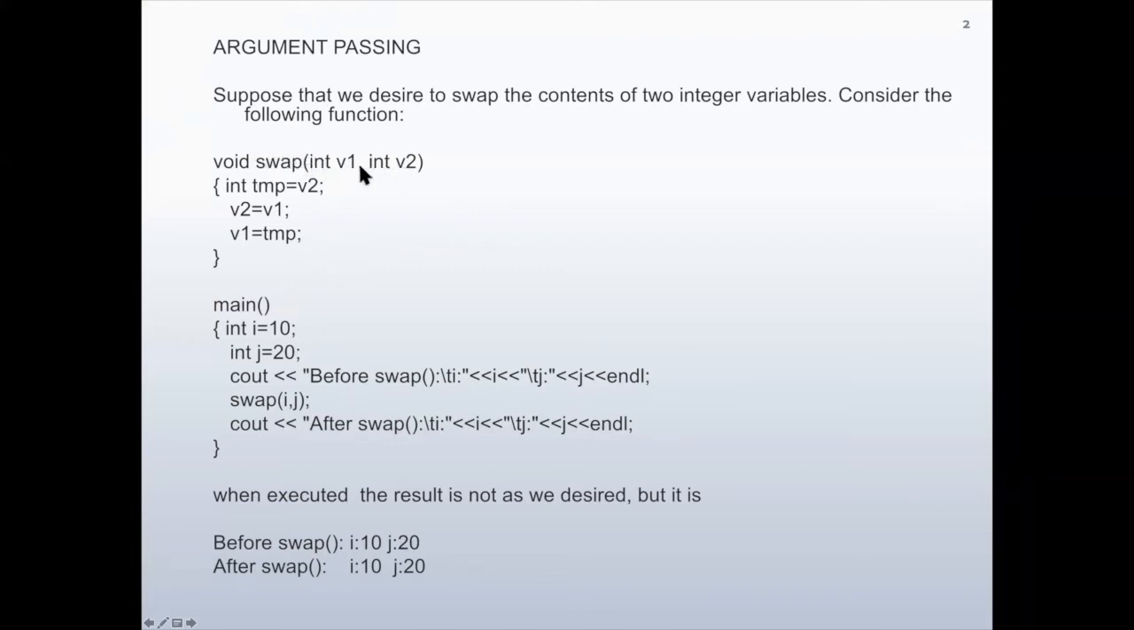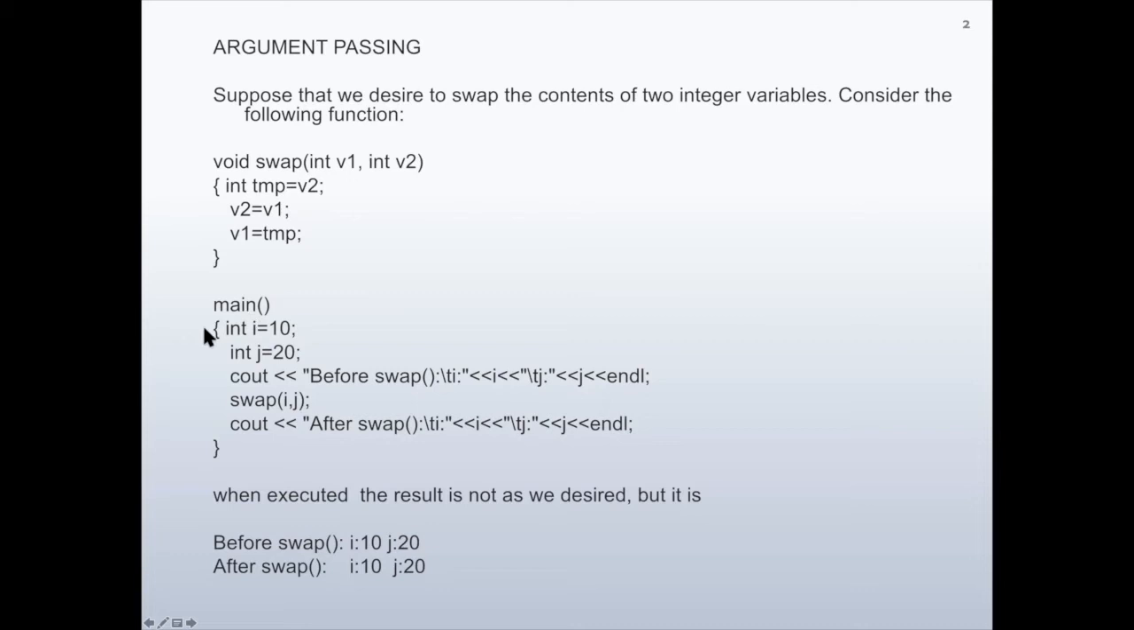We have two parameters, integer v1 and integer v2. There is no return value. Inside the swap function, we are declaring a temporary variable, temp. Its value is assigned as v2. And then we are setting the value of v2 to v1 and then v1 to temp. So by this code, we are intending to interchange the content of the parameters v1 and v2.